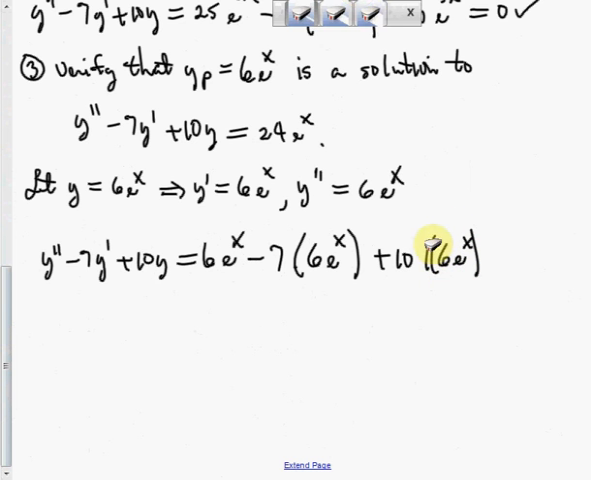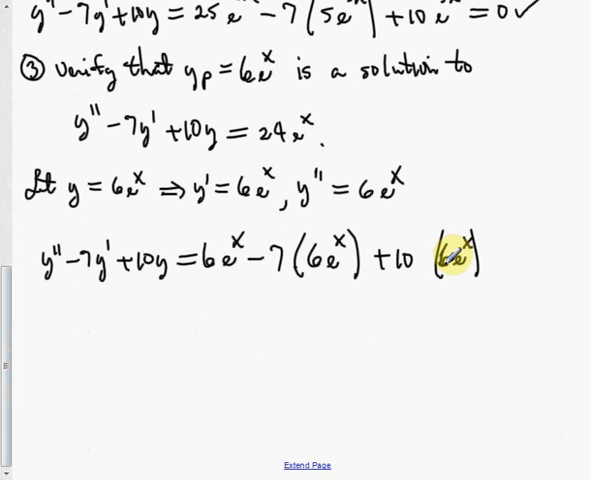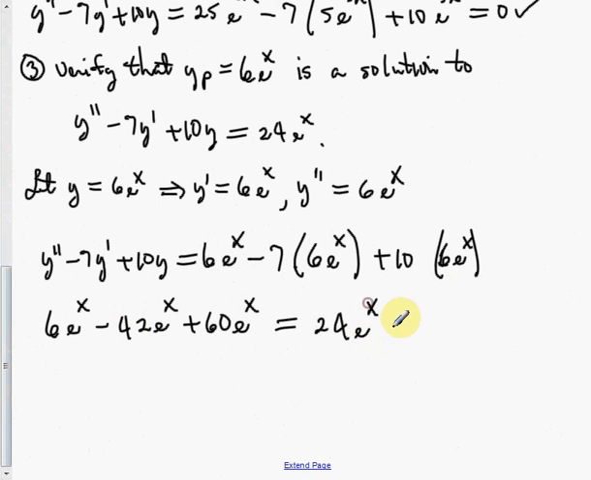Well, here we don't want our answer to be 0 because we're dealing with the non-homogeneous differential equation. So we break that down. So here we get 6 times e to the x minus 42 times e to the x plus 60 times e to the x. And so we get 66 minus 42. That gives us 24 times e to the x.